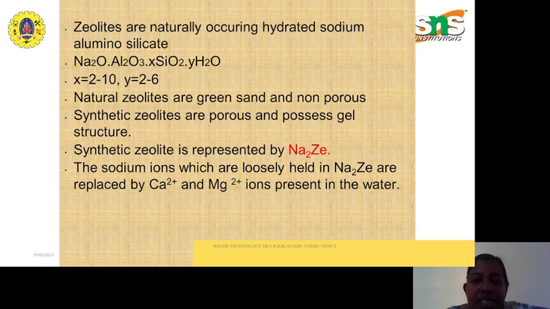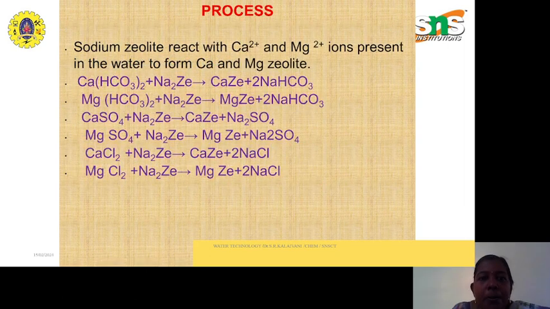The synthetic form of zeolite is represented as Na2Ze, that means sodium zeolite. The sodium ions which are loosely held in sodium zeolite are replaced by calcium and magnesium ions present in the water sample. This is the process.